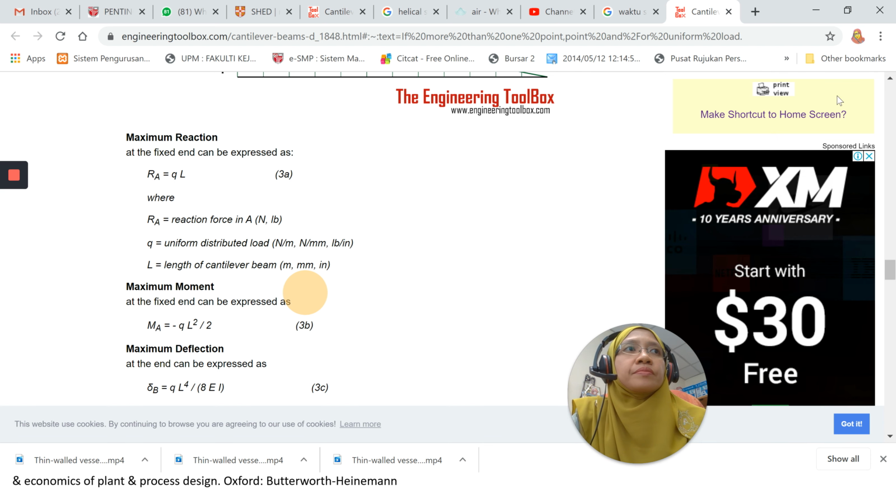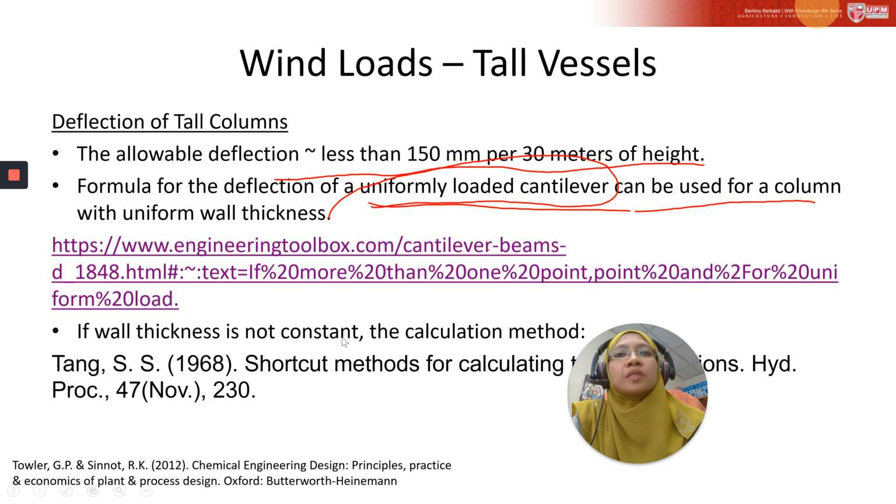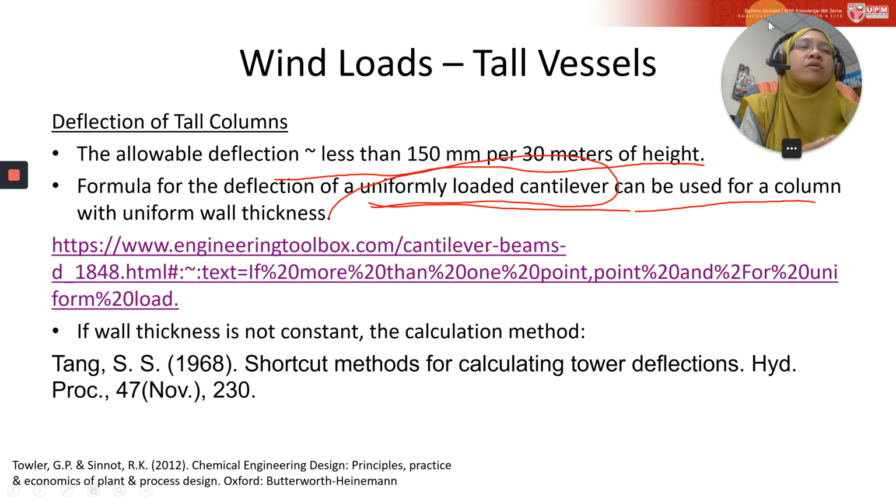Then, if your wall thickness is not constant, which is common in design, where certain parts of the column have a different wall thickness in order to increase the strength of the vessel, the formula can be taken from this reference. This is not covered in this lecture material.